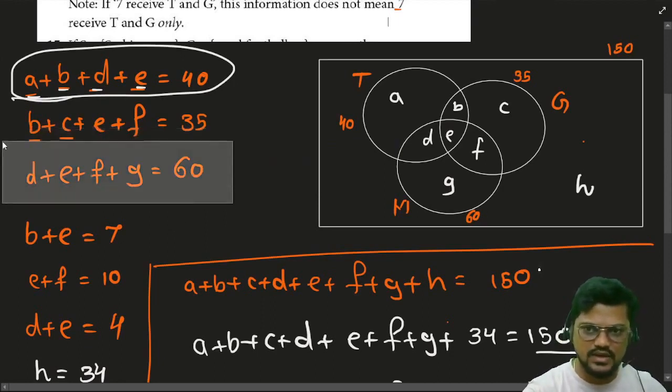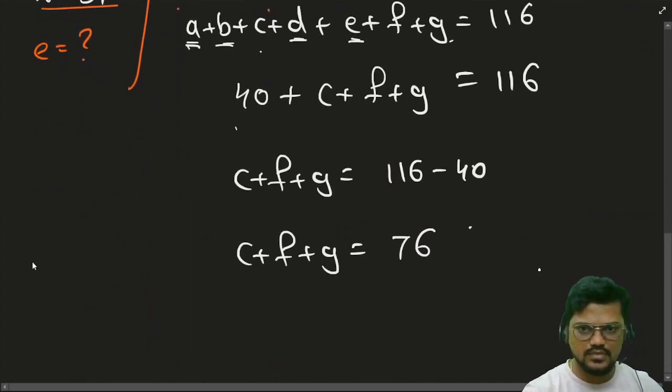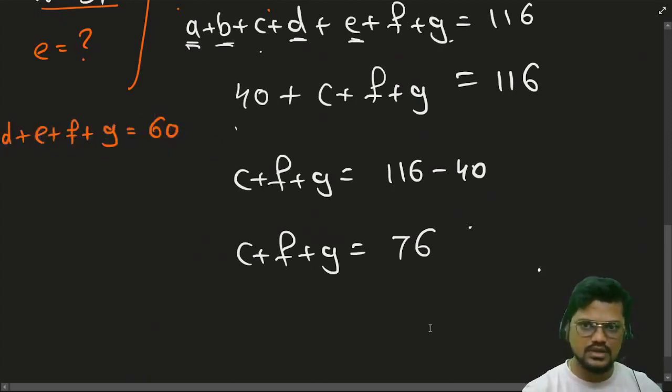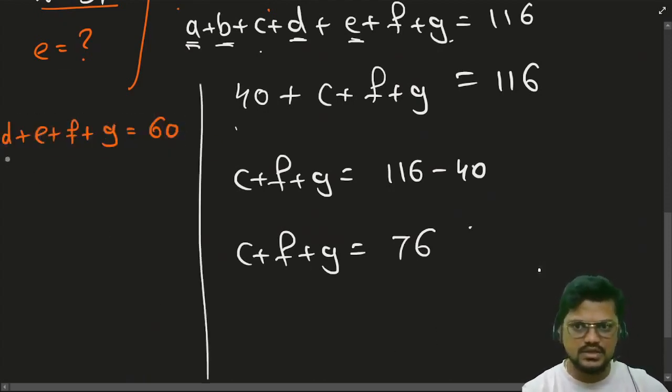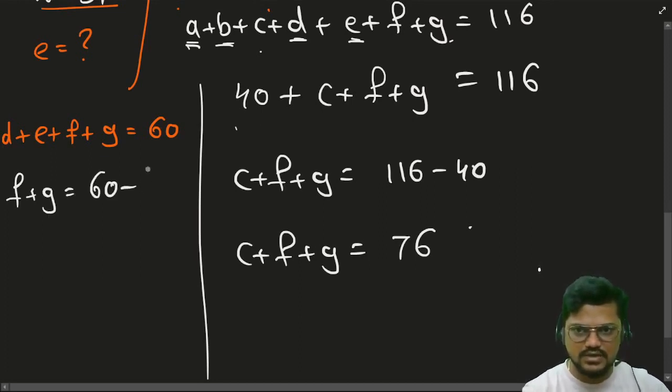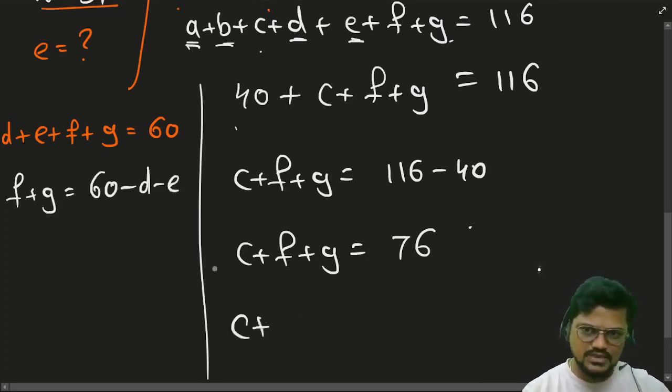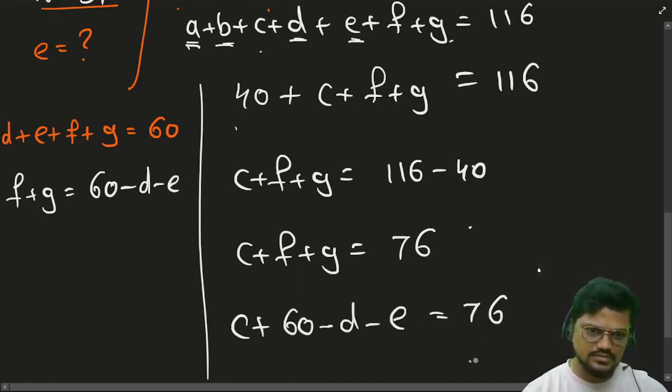See, from this, if I write it over here, see, D plus E plus F plus G equals 60. So F plus G will be equal to how much? 60 minus D minus E. Yes or no? So C plus F plus G can be written as 60 minus D minus E equals 76.